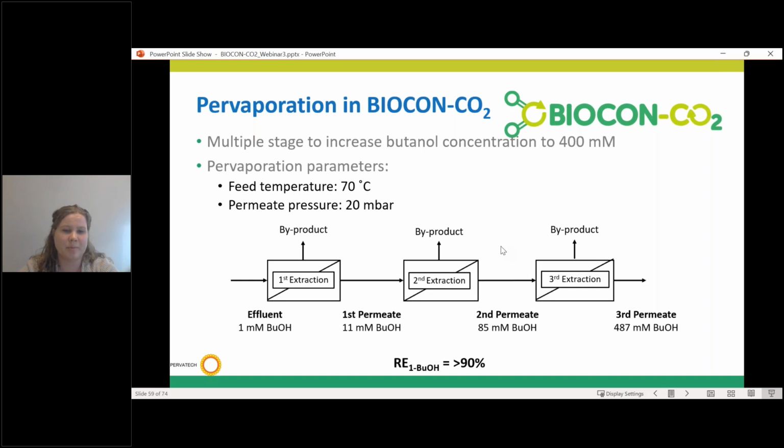After the evaporation parameters were optimized, the second goal was to obtain a butanol concentration of above 400 millimolar. In the first extraction, the effluent from the Clostridium ljungdahlii bacterium was added as the feed, and the butanol was concentrated into the permeate. However, the concentration was still not close to the set goal. So this first permeate was then used as the feed in the second extraction, and this process was continued until in the third extraction, the permeate had a concentration higher than the set goal. In this process, the overall percentage of butanol that was recovered was over 90%.